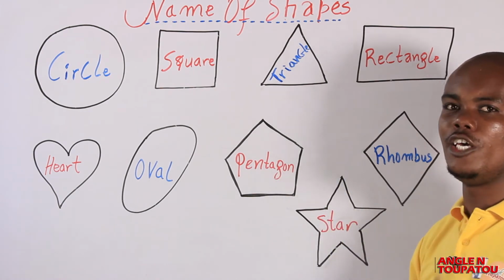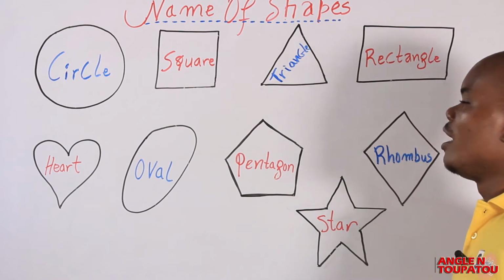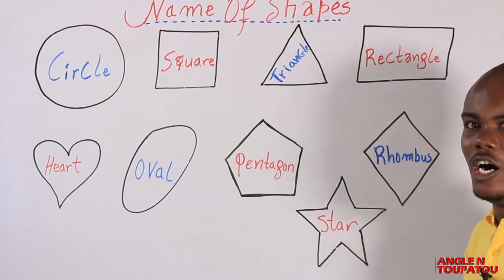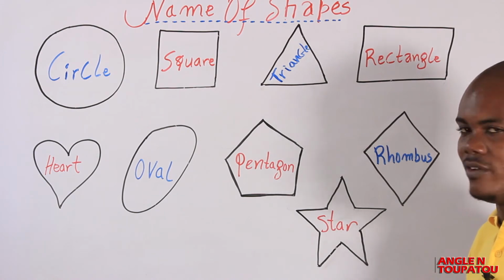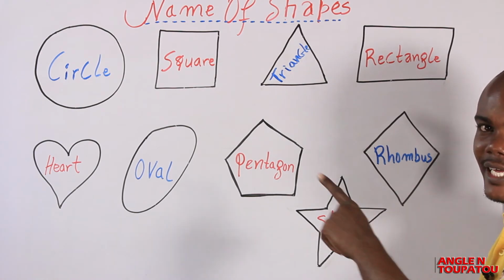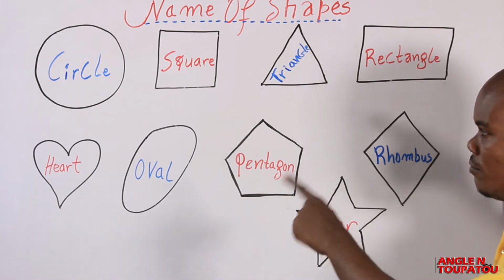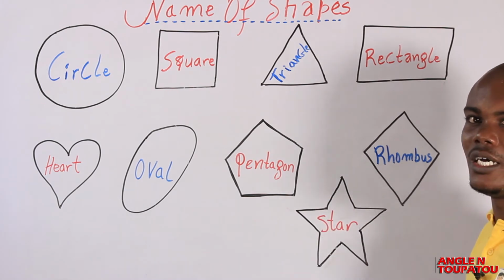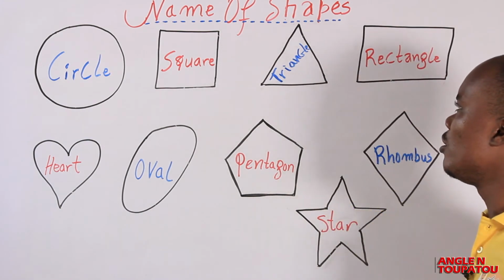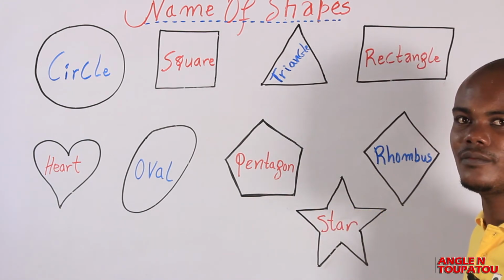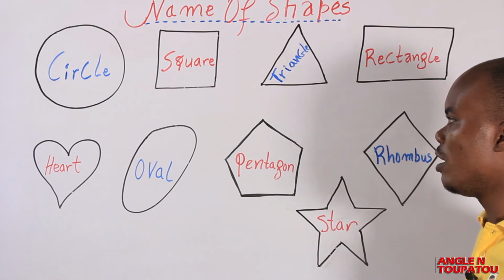Rhombus. Okay, can you show me the heart? Est-ce que vous avez heart? From this side or that side? Yes, good. It's a heart. Can you show me avo?